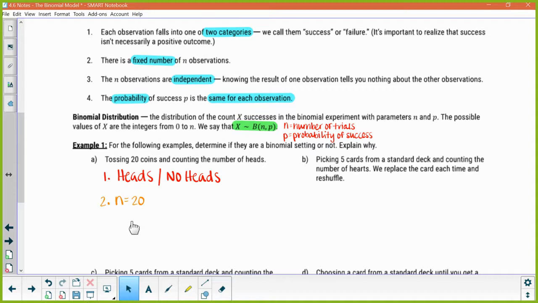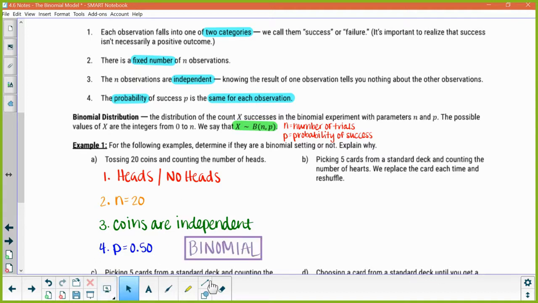I also know that my coins are going to be independent. Just because I toss one and I get a heads, that does not necessarily mean the next one is going to be tails. And another great thing about coins is the probability is going to be the same. Consistently, in the long run, it's going to be a 50-50 split between heads and tails. So with all 4 of these things happening, we do have a binomial model.